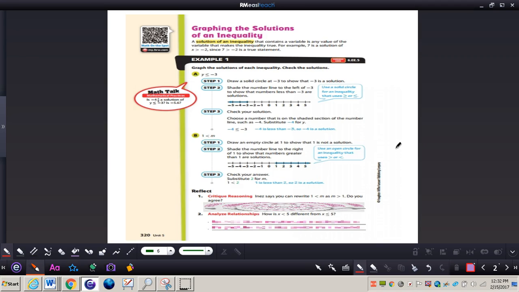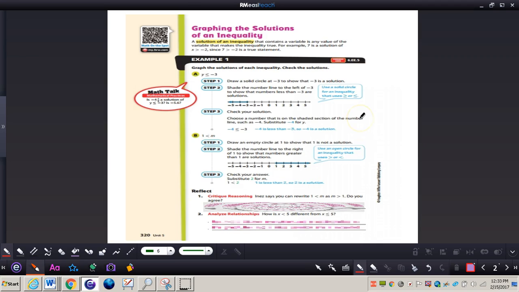We can substitute negative 4 for y. Negative 4 we know is less than or equal to negative 3. So we know that is a solution. Obviously, it's less than negative 3. Why is it less than negative 3? Remember, it's to the left of negative 3 on the number line.